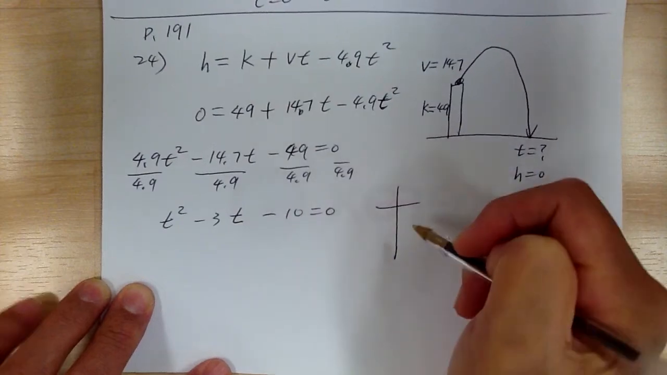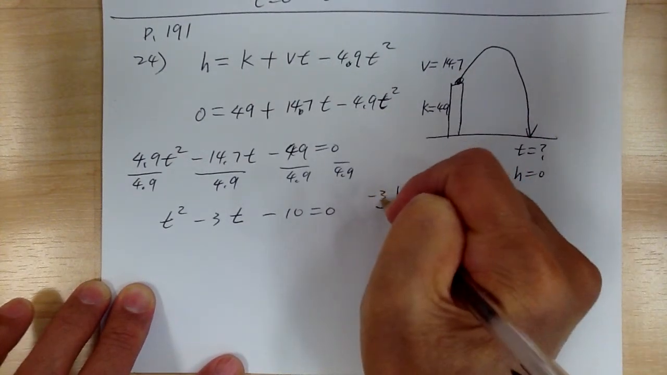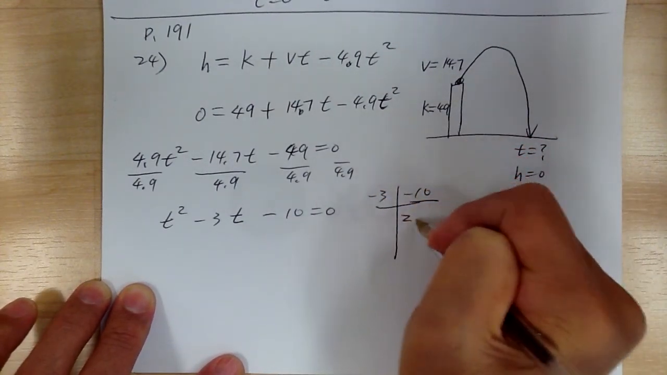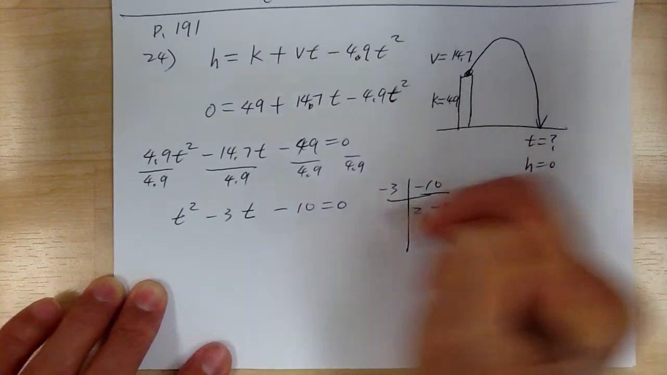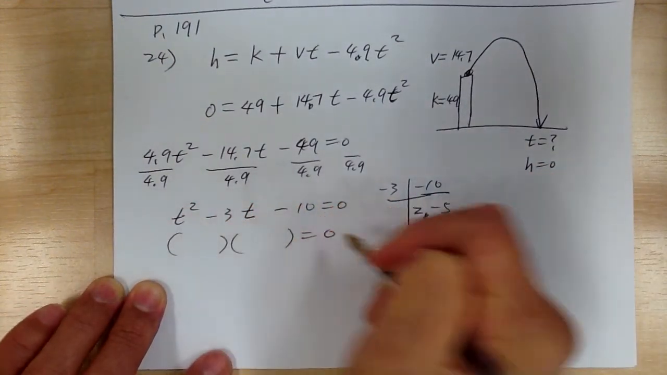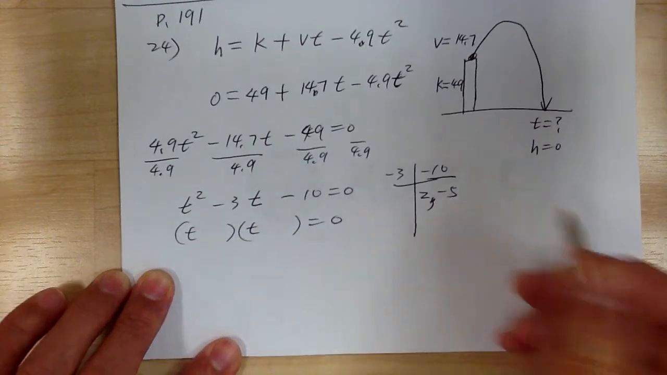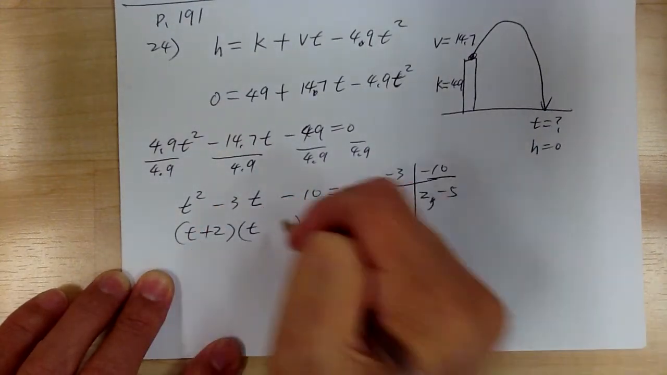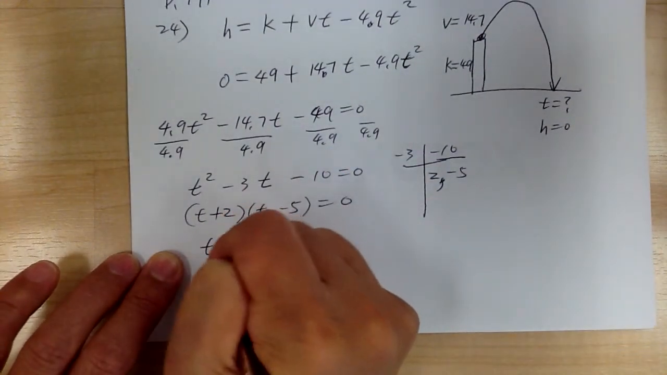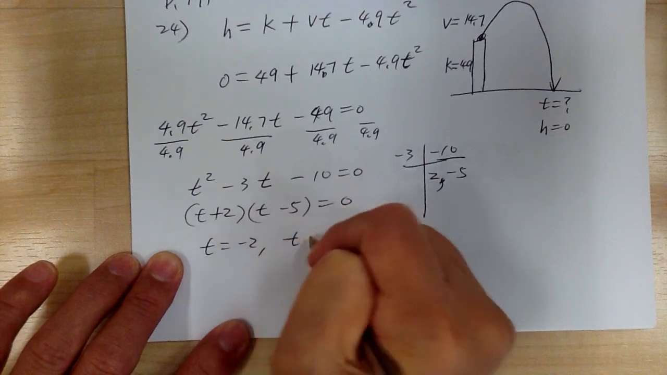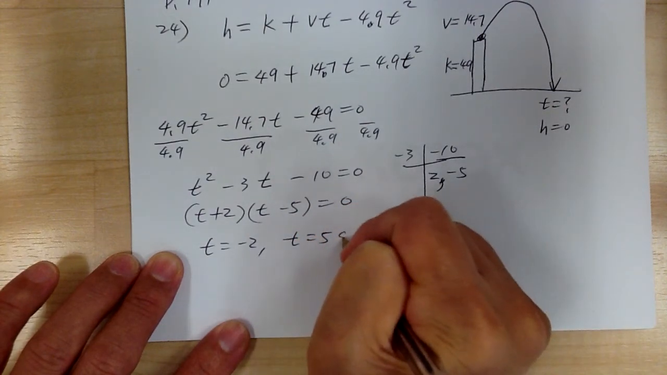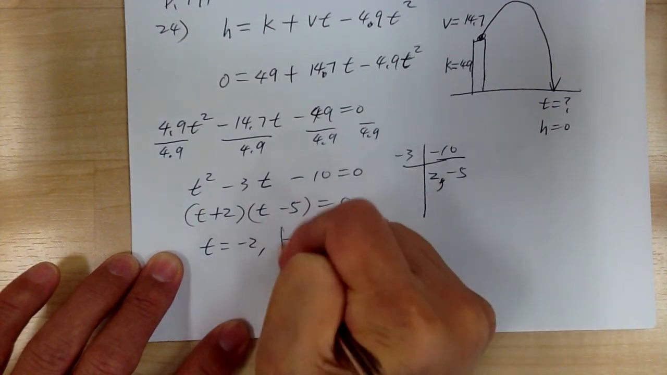And do the factoring, so negative 3 and negative 10. So I get 2 and negative 5. Okay, so I get t plus 2 times t minus 5. So t equal to negative 2 or t equal to 5. And obviously t equal to 5 is the one we want.